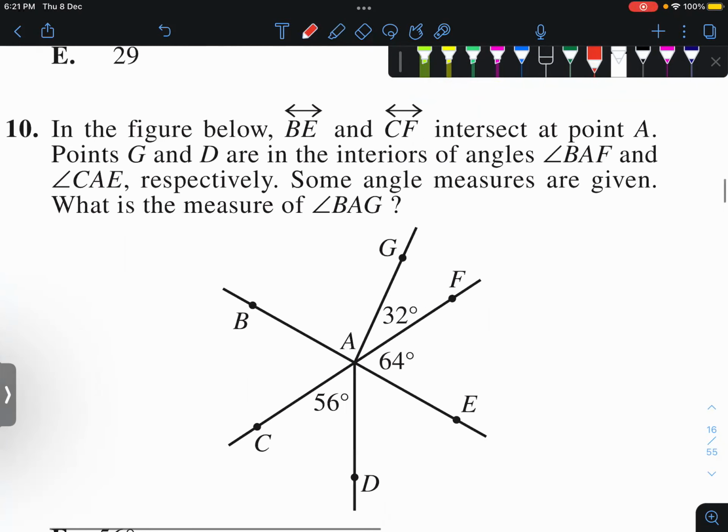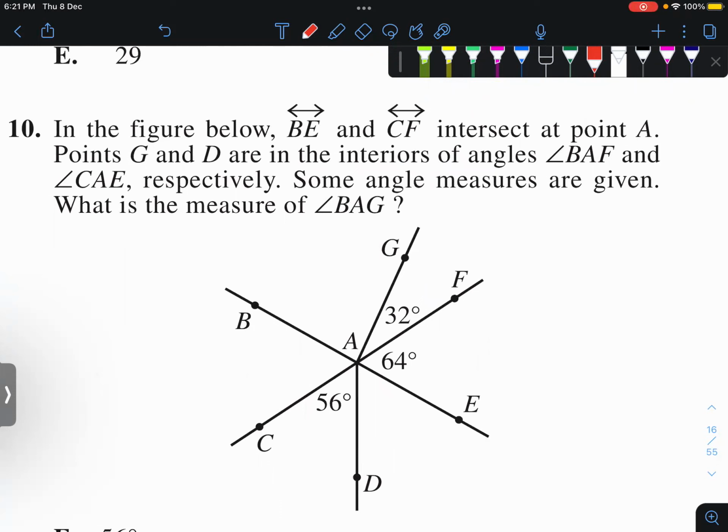In the figure below, BE and FC intersect at A, points G and D are in the interiors of angles BAF and CAE, respectively. Some angle measures are given. What is the measure of angle BAG? Angle BAG, and this one. Okay, what's the answer? To find this question mark, we can find the opposite one here is 64, vertical.